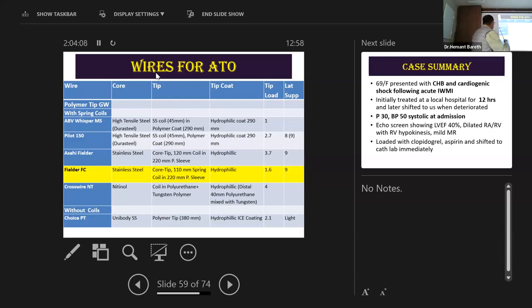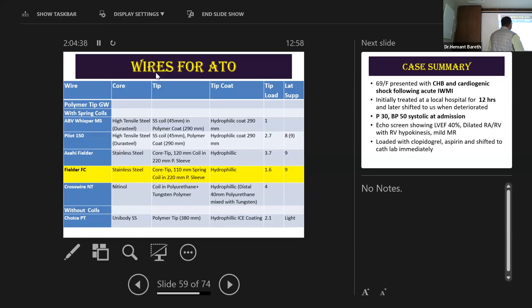So you might take even a wire without coils, only polymer coating wires. Normally you would use a spring coil wire. Fielder SC, as I said, is a classical wire for this situation. What I mean is, in many cases you would do it with even BMW or Nitro. But if it is an out of window period MI where thrombus might be getting organized, then you might have some difficulty crossing with a BMW wire.